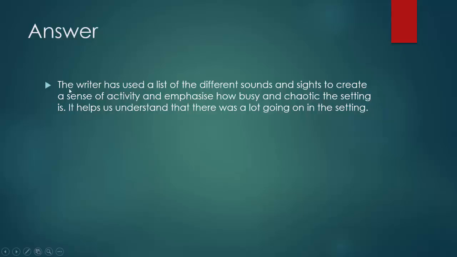Firstly then, I identified the writer used a list. I'm being specific and telling what the list is. So it's a list of different sounds and sights. And here's my analysis: to create a sense of activity and emphasise how busy and chaotic the setting is. I'm going to link back into the question now and just evaluate that it helps us understand that there was a lot going on in the setting.